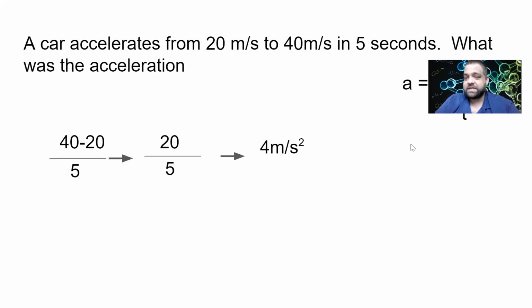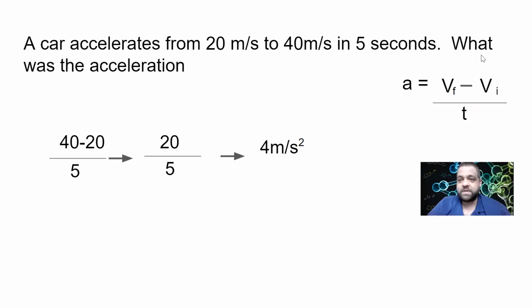Then let's do an example problem. Okay, so this is what you should do. A car accelerates from 20 to 40 meters per second in 5 seconds. What's the acceleration? Now, one mistake that students often make is they will say, okay, 20 minus 40 divided by 5. I can do that, except that that's wrong, right?